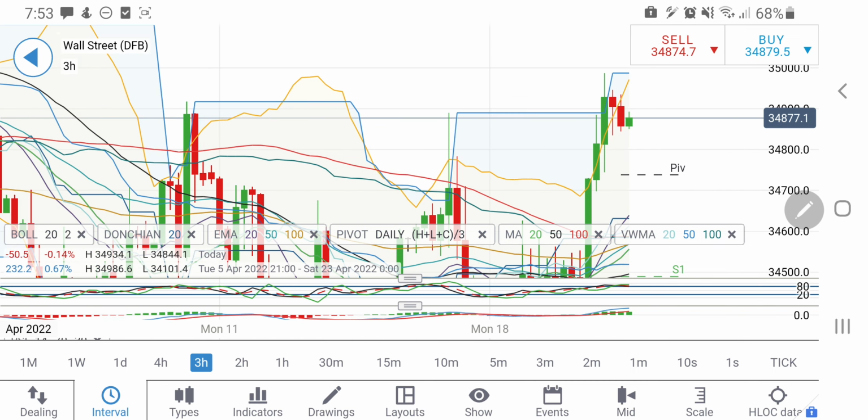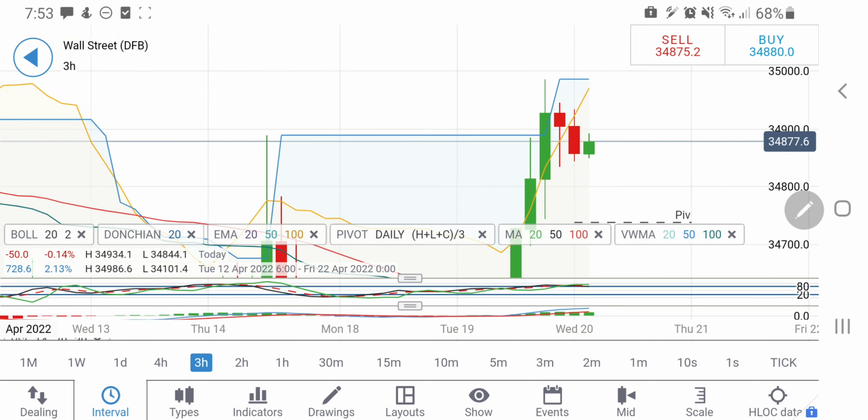Now look at the 2-hour charts. On the 2-hour charts, one can see it is a pole and flag formation. This is the pole, here is the flag formation, lower highs, higher lows, a perfect flag is forming here.